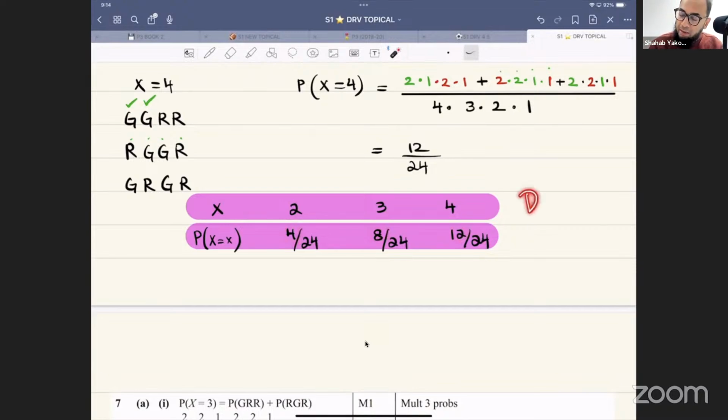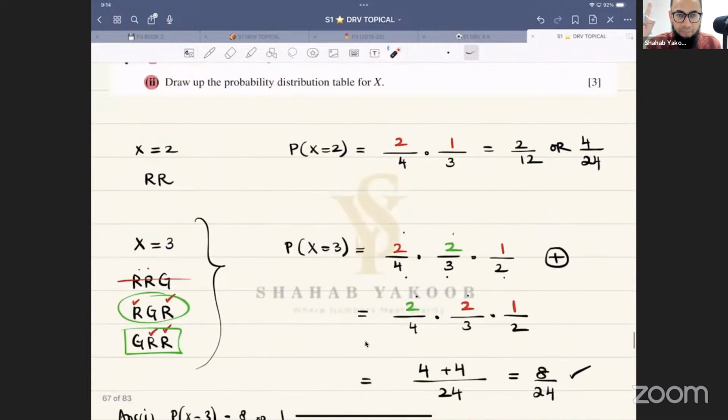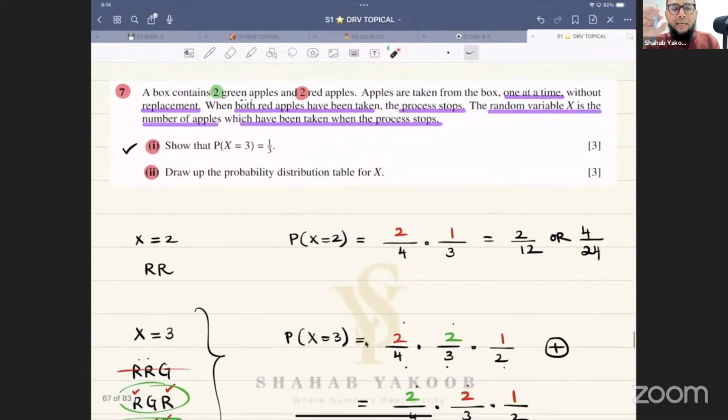Yes, it's 1 because it's a discrete random variable. All the possibilities are taken. The sum of probabilities is 1. All good, all clear? So it was a little bit out of the box question. The main thing is to follow the instructions and do it in a particular order.